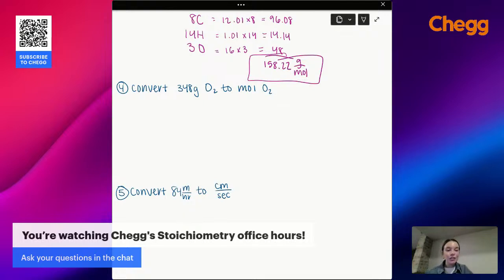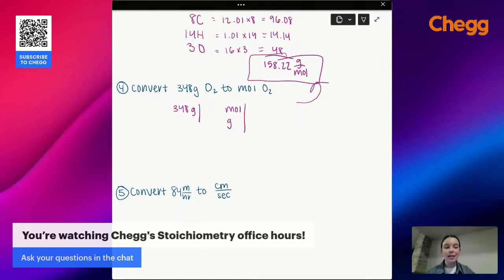All right, we're converting 348 grams of oxygen to moles of oxygen. So I'm going to start out with 348 grams because that's what I'm given. And then this is a pretty simple problem. I just want to get to moles. So I need grams to moles. And how do I get from grams to moles? It's basically what we just did in this problem above, using that molar mass.